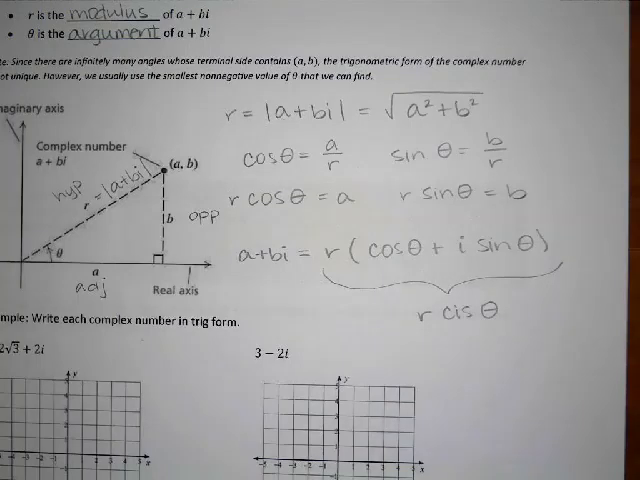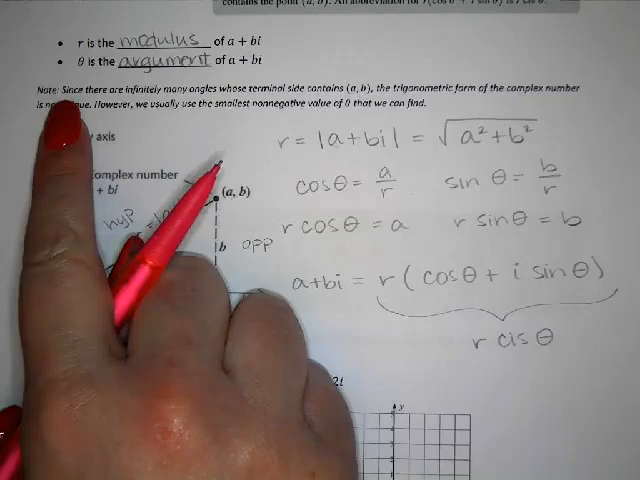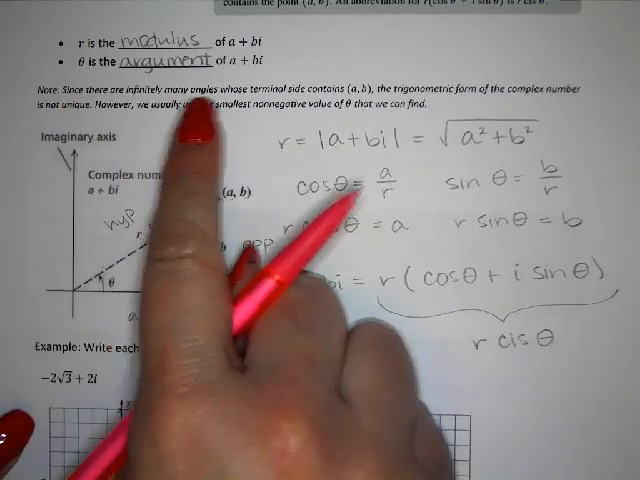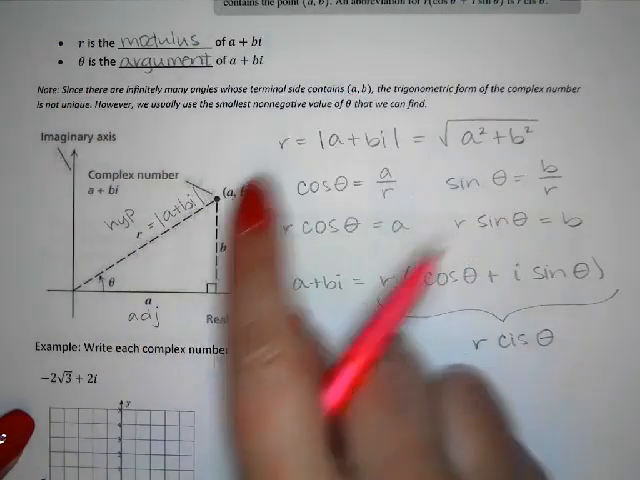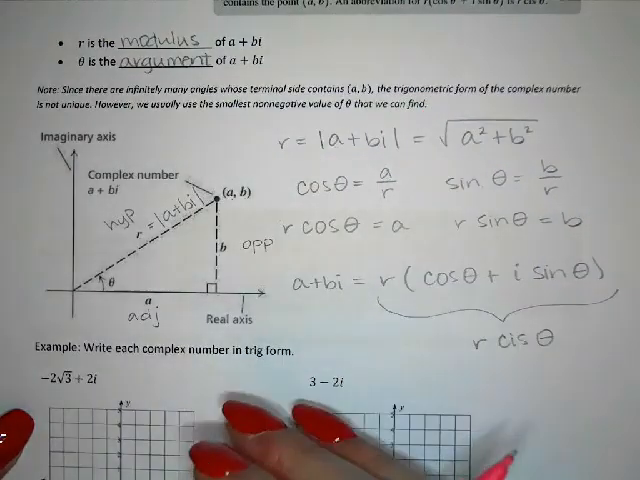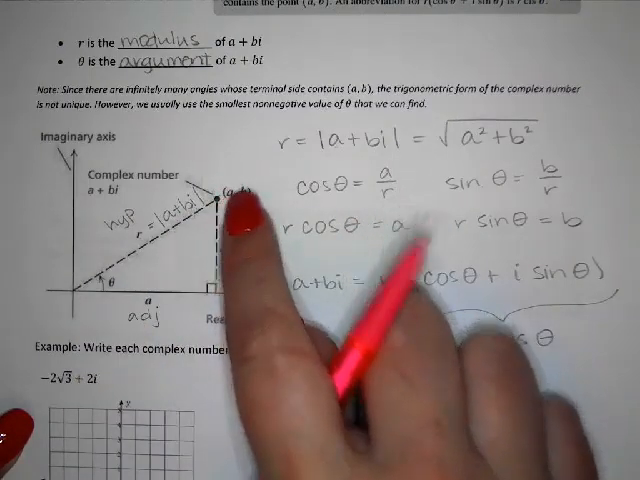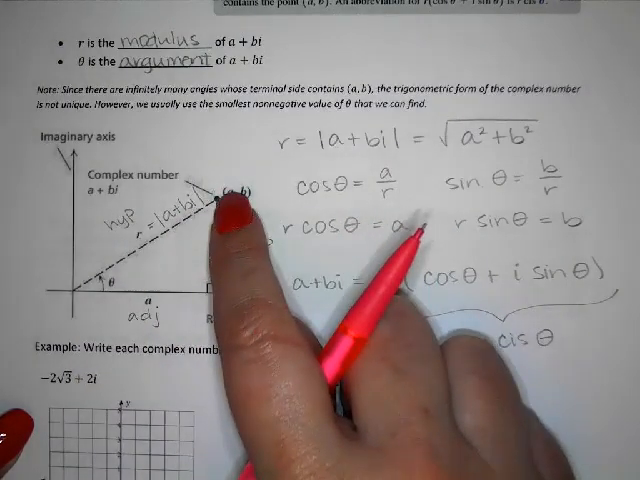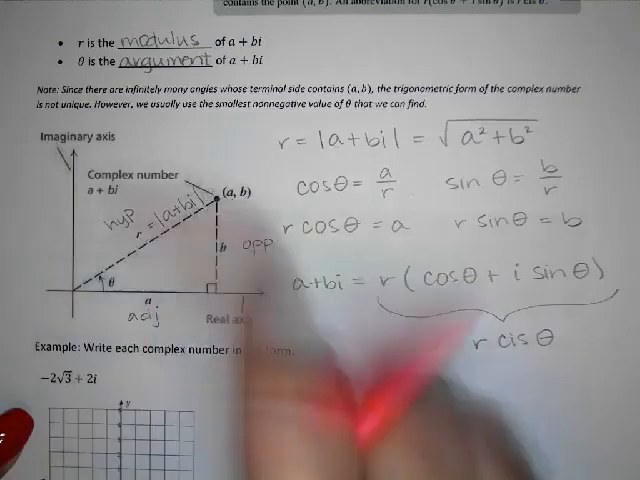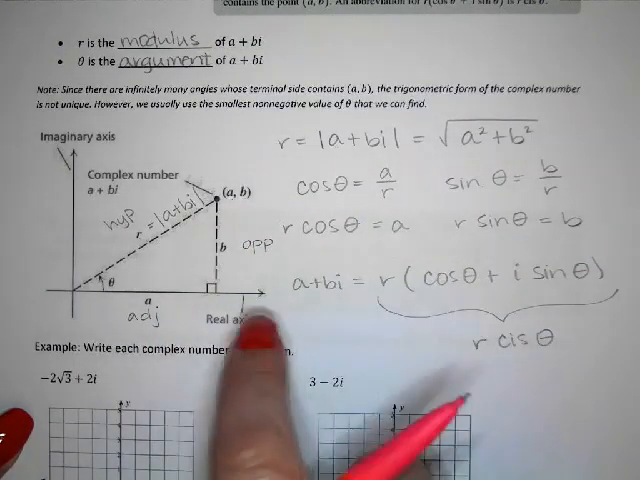Okay, so one thing we want to make note of, this note up here says, since there are infinitely many angles whose terminal side contains (a, b), remember back to what we've been learning as we've done the unit circle and looked at angles, that you always have coterminal angles that end up in the same spot. So if this was a 30-degree angle, you could also call it a 390-degree angle. You could also call it a negative 330-degree angle.